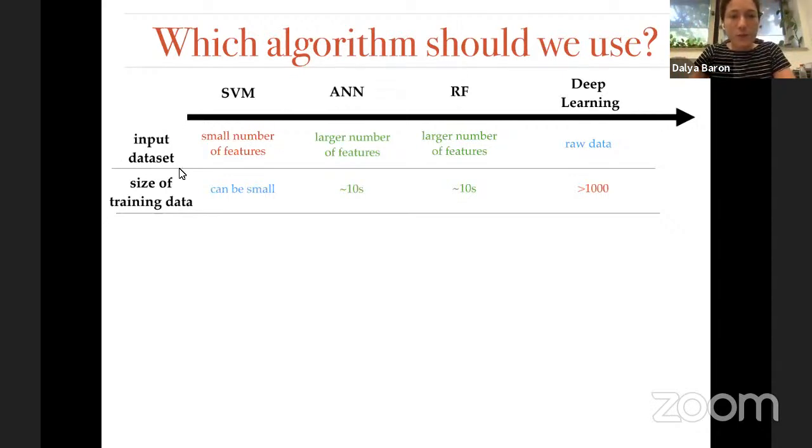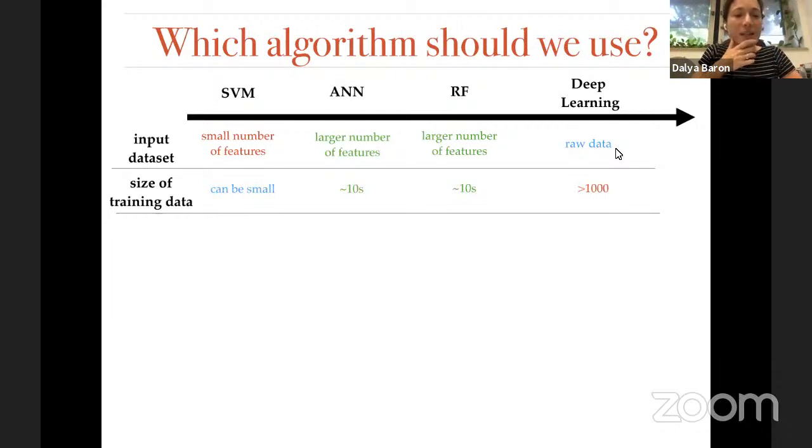First of all, in terms of the input dataset, SVM can work only if we have a relatively small number of features. It will crash if we try to train it on a dataset with thousands of features. Artificial neural networks and random forests can accommodate a larger number of features, hundreds even. And in deep learning, we can have thousands easily. We can apply it to the raw data, to actual images, to actual spectra, to actual light curves of stars. So the number of features here can be very large.